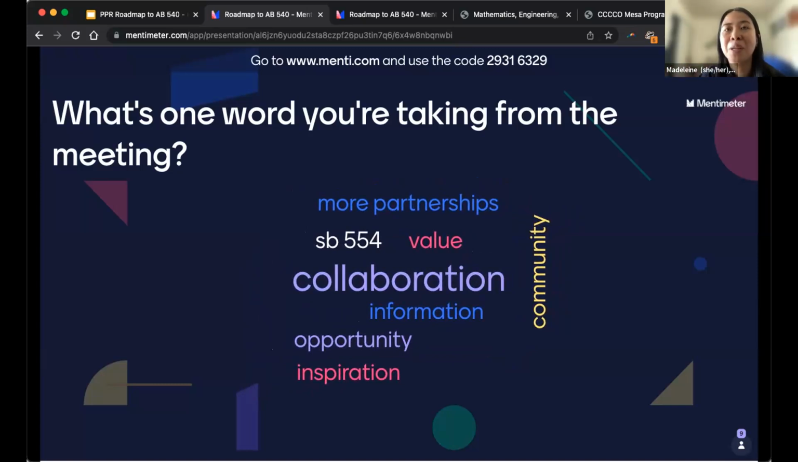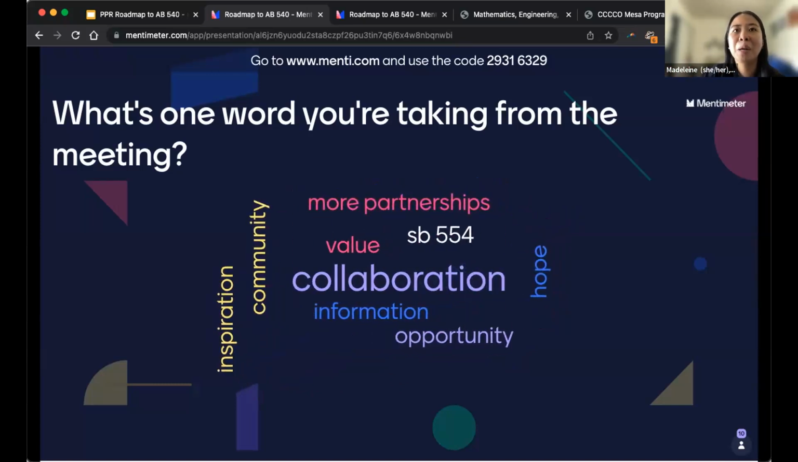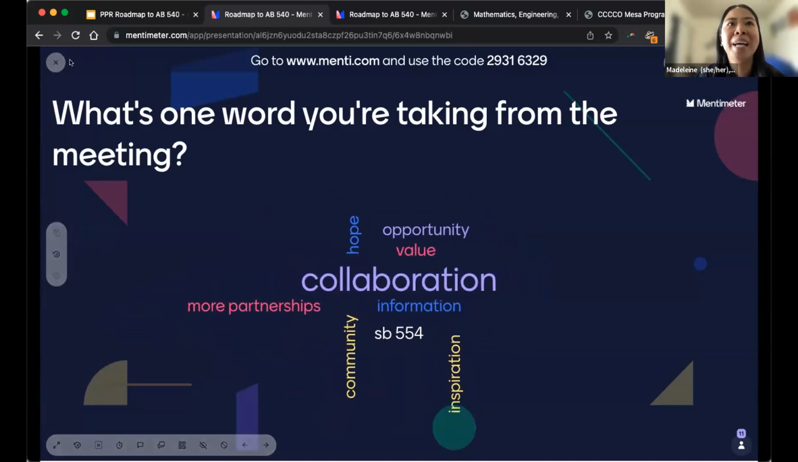AB 540 is really confusing. Becoming eligible for AB 540 is really confusing. And so how can we draw on collaborations and the strengths of different people in our campuses and our departments to really present a pathway and an opportunity for these students? So go ahead and get any final words in if you did not get a chance to do that.